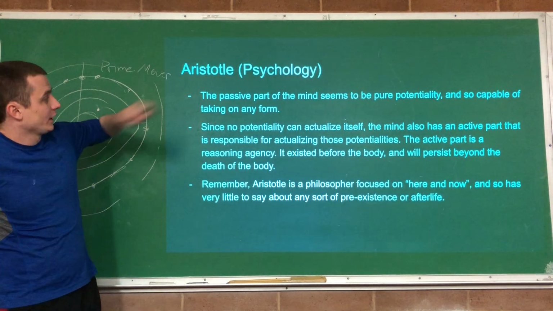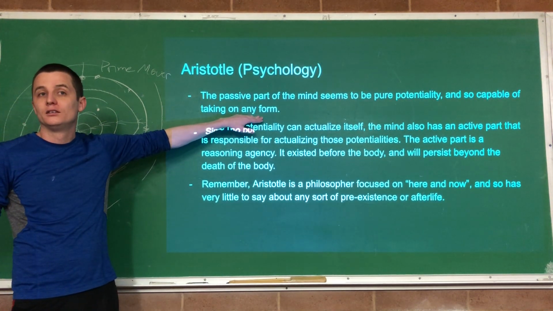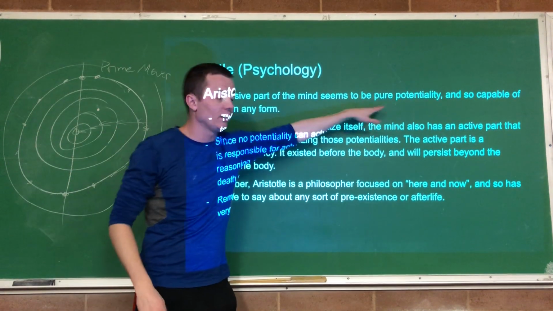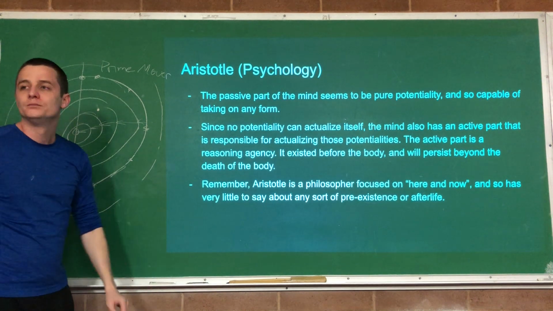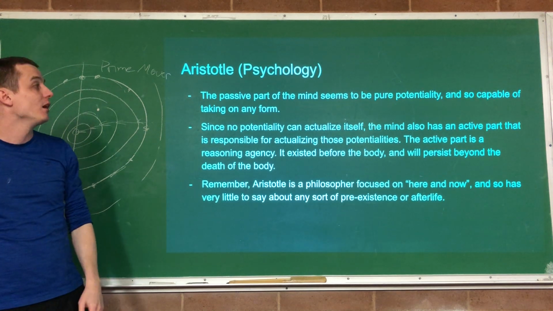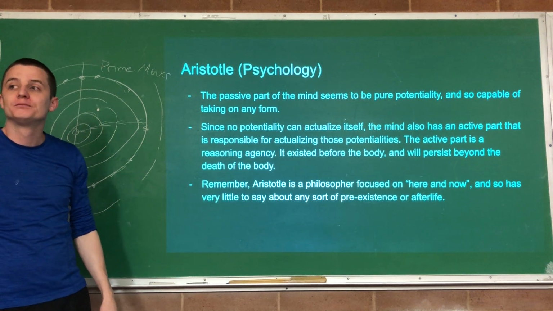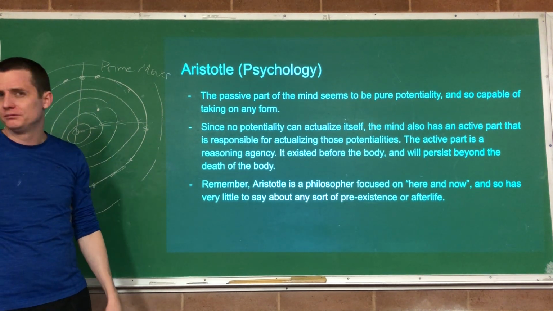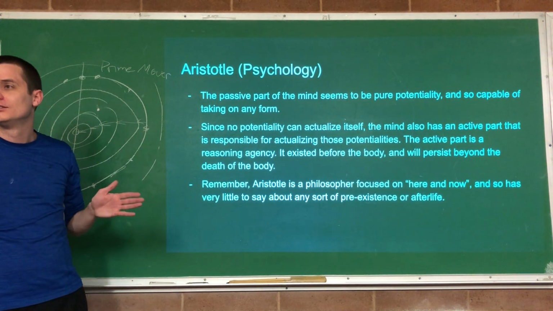So, just as best I can with what I've got, the passive part of the mind seems to be pure potentiality and so capable of taking on any form. If it can actualize any form in it, then it's pure potentiality. And maybe it doesn't actualize any form since there's no matter there, and so maybe that's how he would say it. It can potentially have any form, but then there's no matter to this mind. So I guess it's not matter without form, so maybe that's okay. But it's pure potentiality without any matter to it, which seems weird. It can be any form, but once again, without any matter.